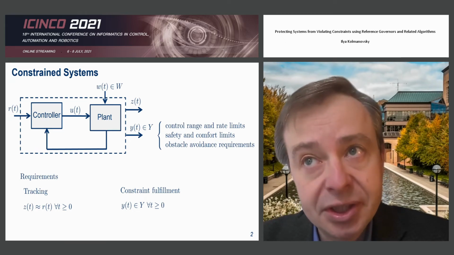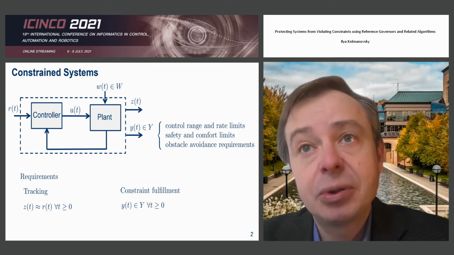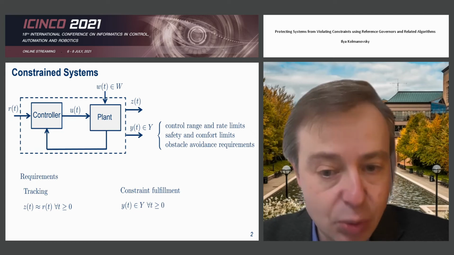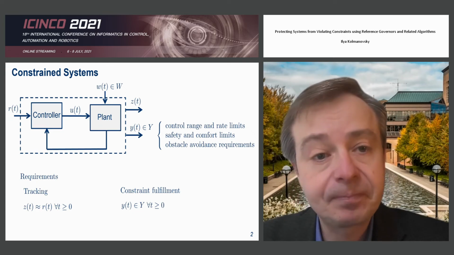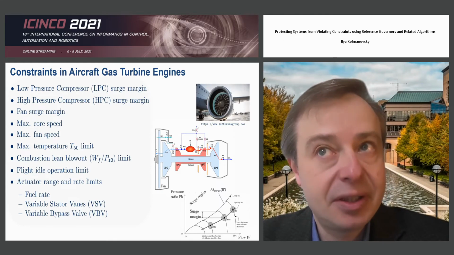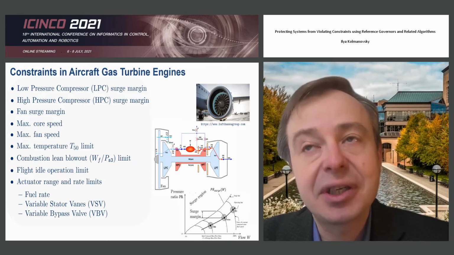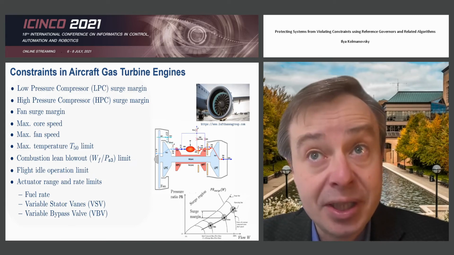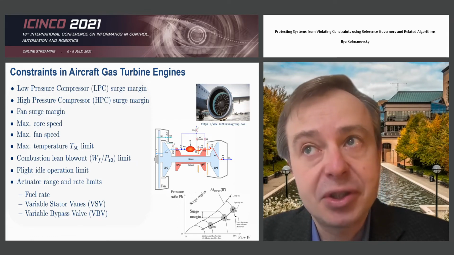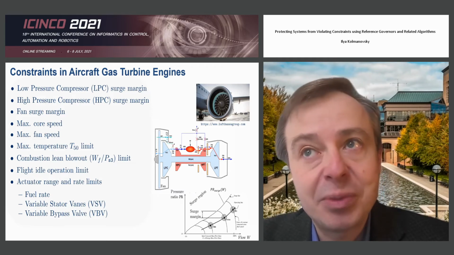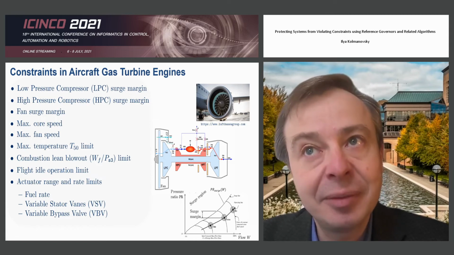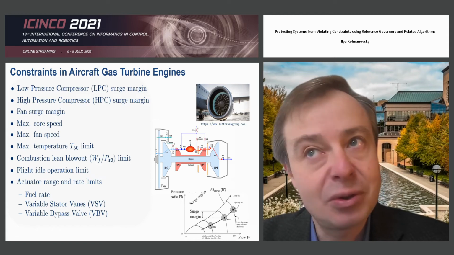And so if you think about what constraints might correspond to, they may correspond to actuator range and rate limits, safety limits, comfort limits, as well as obstacle avoidance requirements. One of the prototypical examples of a constrained system, in fact a severely constrained system, is an aircraft gas turbine engine. Such an engine has a great many constraints, including low pressure compressor surge margin, high pressure compressor surge margin, overspeed, over temperature limits, combustion lean blowout limit, flight idle limit, actuator range and rate limits, and so on and so forth.